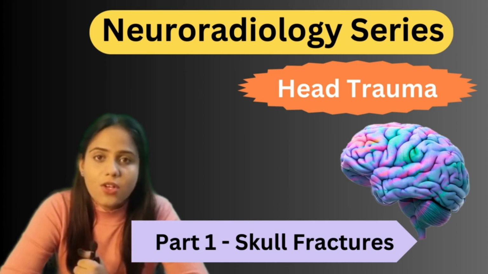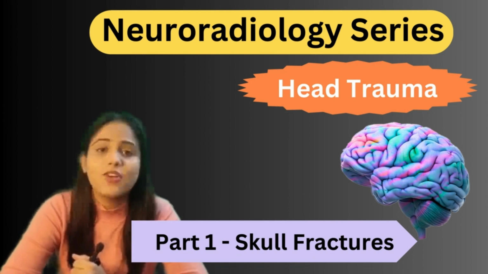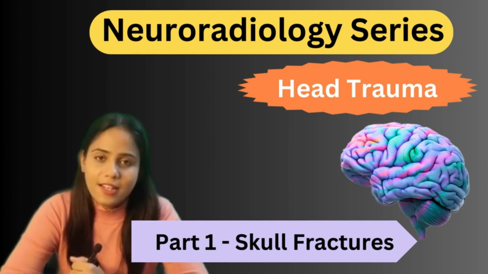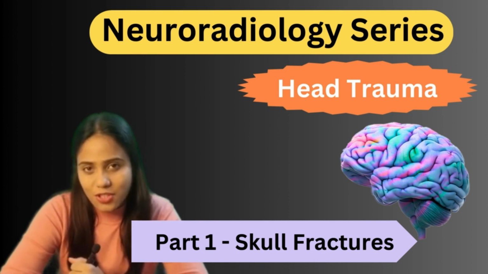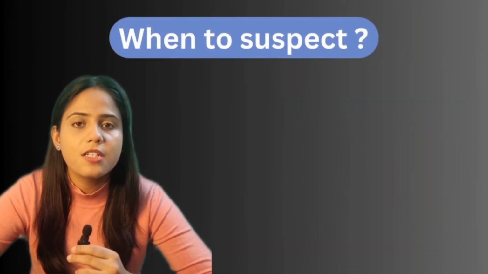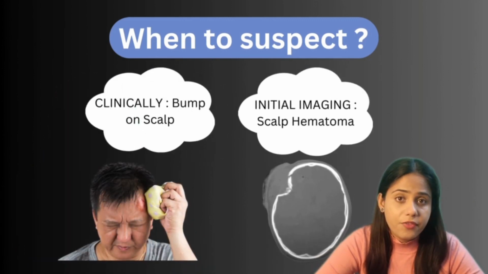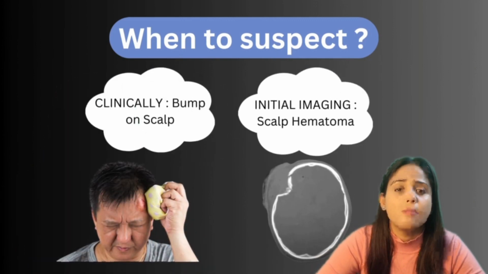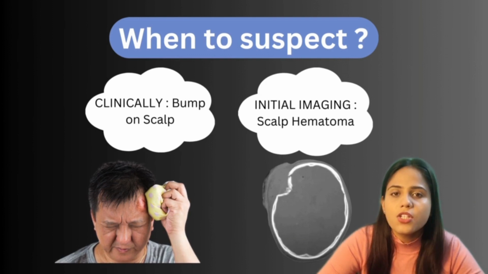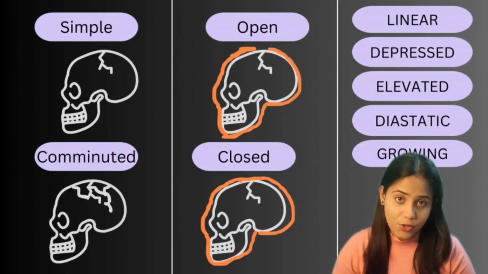Okay, so today we will talk about skull fractures. This is part 1 of a series called Head Trauma, where we will study things pertaining to neuroradiology. First things first, when do I suspect that the patient is having an underlying skull fracture? Clinically, after an injury, if the patient is having a bump on the scalp, or on initial imaging you find a hematoma, now we will categorize these fractures.